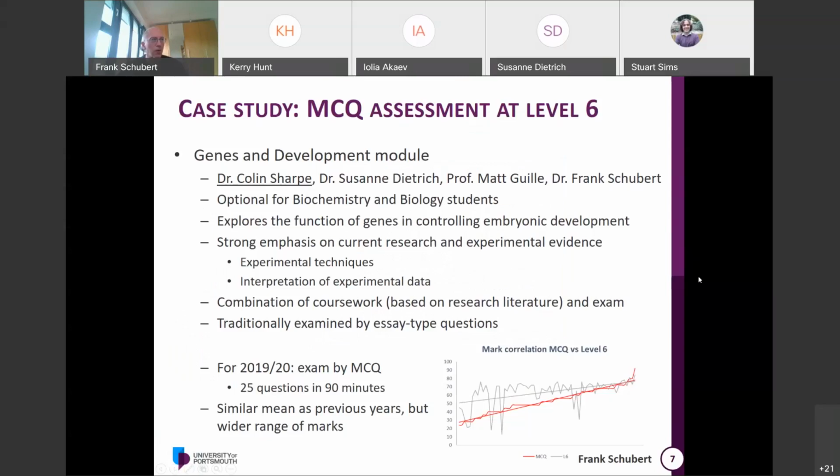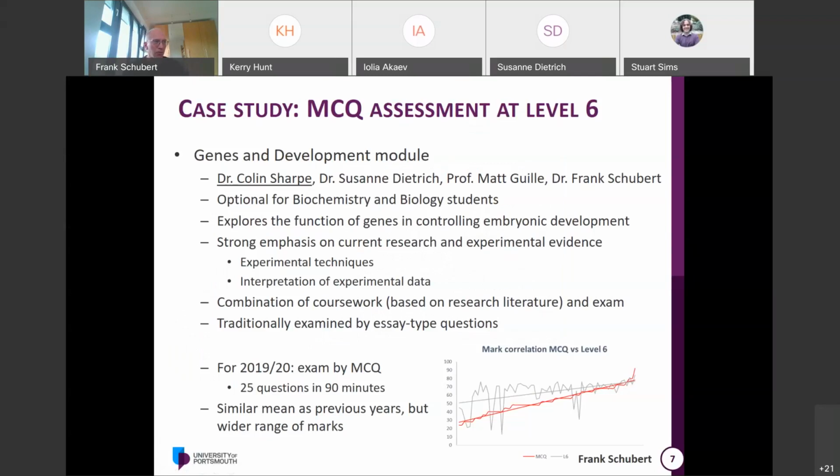Okay, so the last one that we are going to talk about is, again, an MCQ assessment at level 6. It's the module G development, which is run by Dr. Sharp as a Moodle coordinator, Dr. Dietrich, Professor Gien, and myself. It's an optional module for biochemistry and biology students, but it takes nearly 70 students each year.